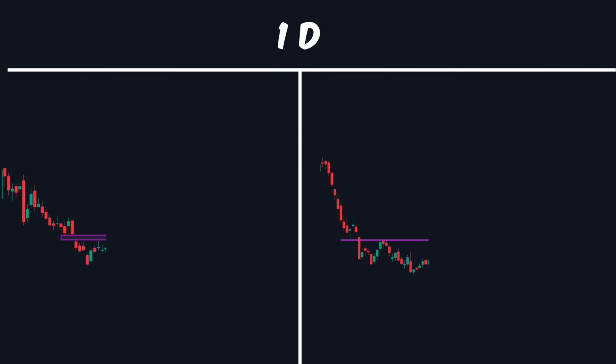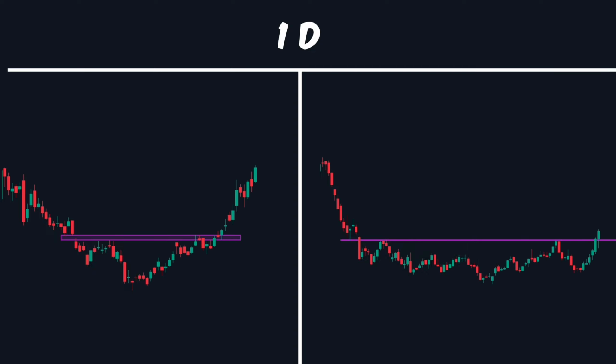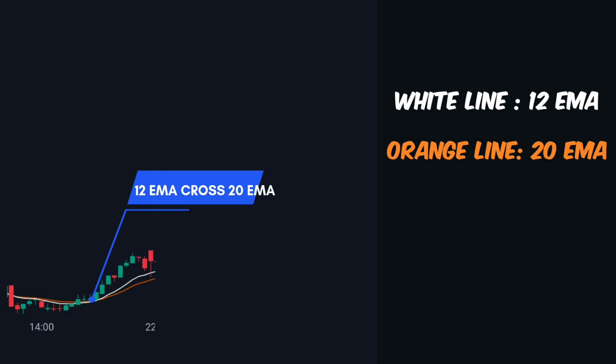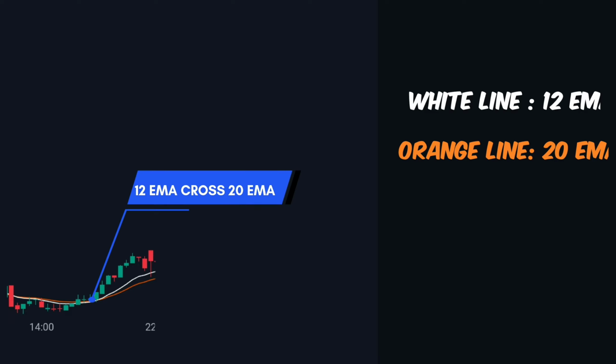For buying, first check the stock in the daily time frame. In the daily time frame, the stock must give a breakout and trade in an uptrend, or the stock is going to break out. Now go to the 5 minutes time frame. Here first check that 12 EMA crosses 20 EMA from below. Now wait for a minimum of 4 to 5 candles to form in a limited price range. More candle formation is better.